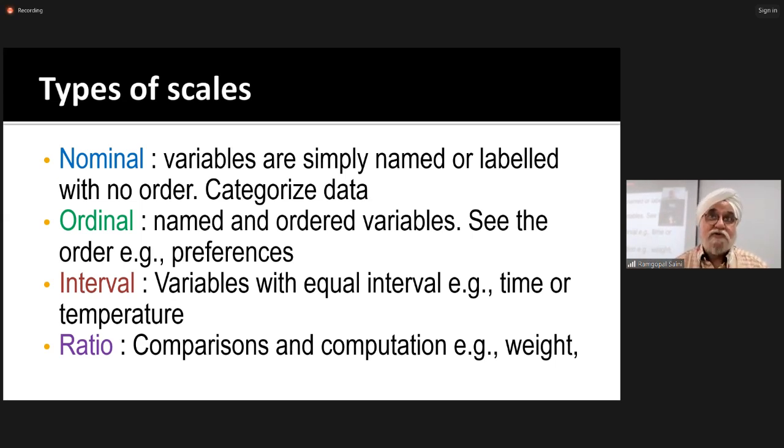So they are not ratios. And last is the ratio scale. A typical example is weight. So आधा किलो 1 किलो से आधा है, और 5 किलो 1 किलो से 5 गुना है. That ratios you can actually adapt in ratio type of scales.